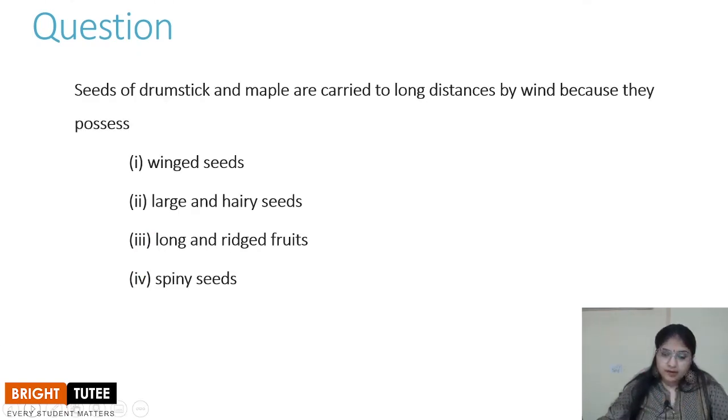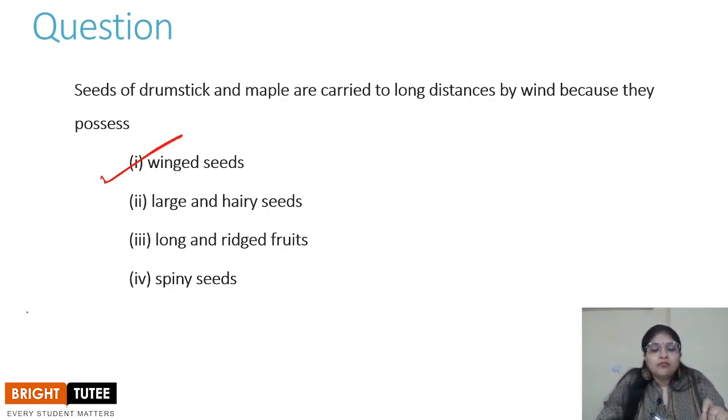Seeds of drumsticks and maple are carried to long distances by wind because they possess winged seed, large and hairy seeds, long and ridged seeds, or spiny seeds. So the answer to this question is winged seed. We saw that maple as well as the seeds of drumsticks were winged, right? So they had a wing-like structure which assisted them in flying off to long distances.